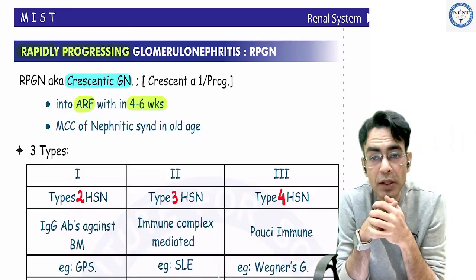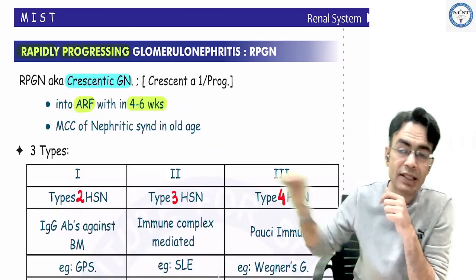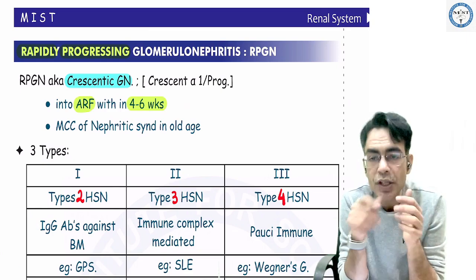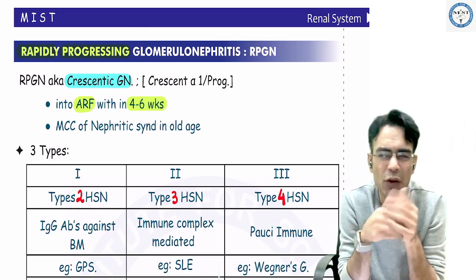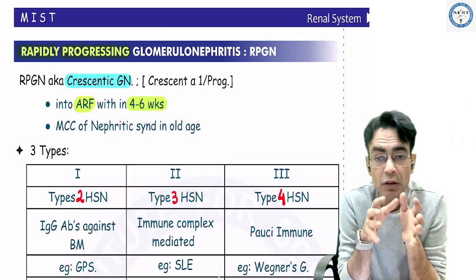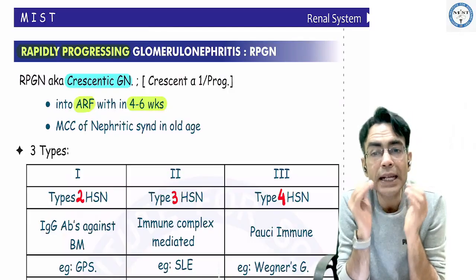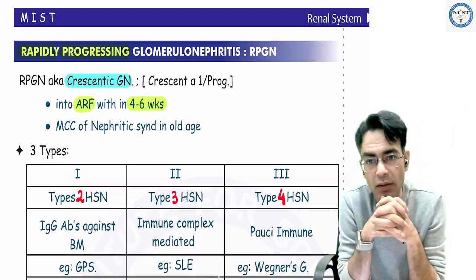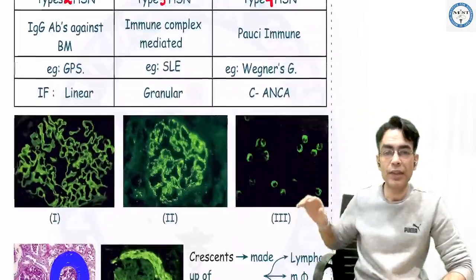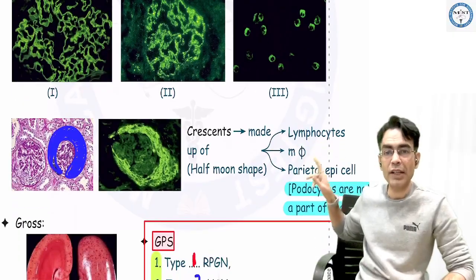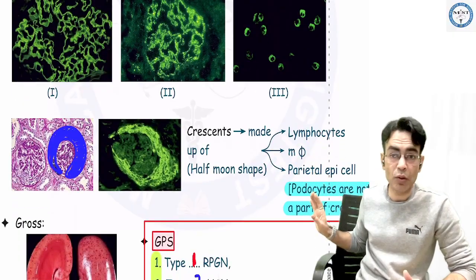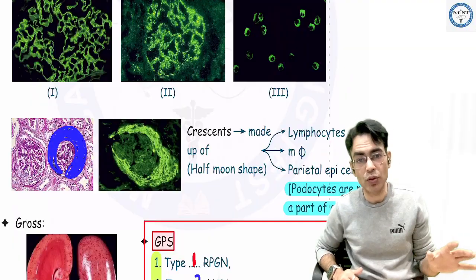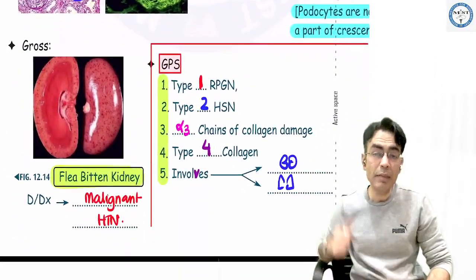Why does renal failure occur in RPGN? Because these glomerulonephritis are making crescents inside the glomerulus. What is a crescent? A half moon shaped structure. What is it made up of? Macrophages, lymphocytes, a lot of things will be there, but they do not contain podocytes. Visceral epithelial cells are not involved. Parietal epithelial cells are involved. So crescents are made up of lymphocytes, macrophages and parietal epithelial cells, but not podocytes. The more crescents, the lower the GFR and the worse the prognosis. And you see flea bitten kidneys here.